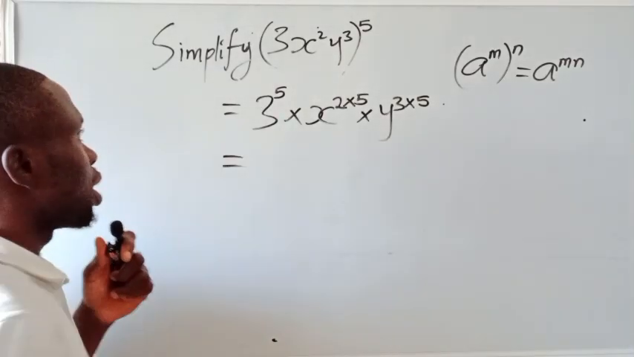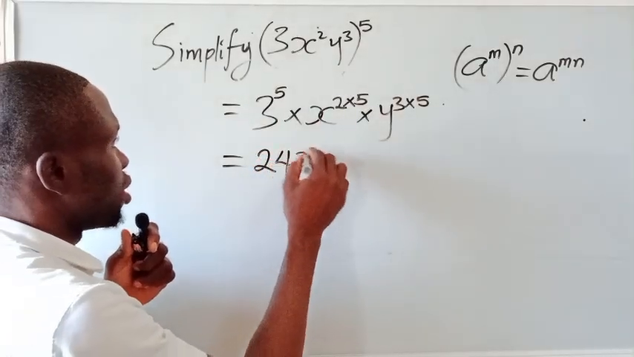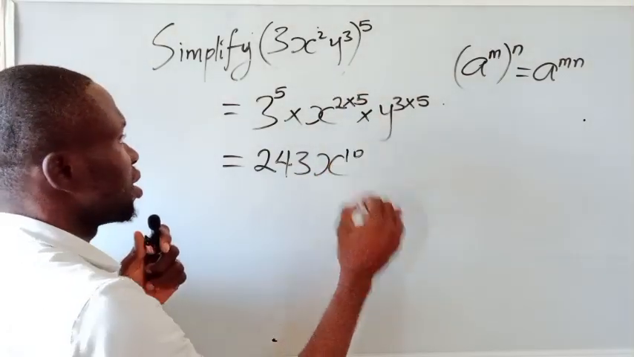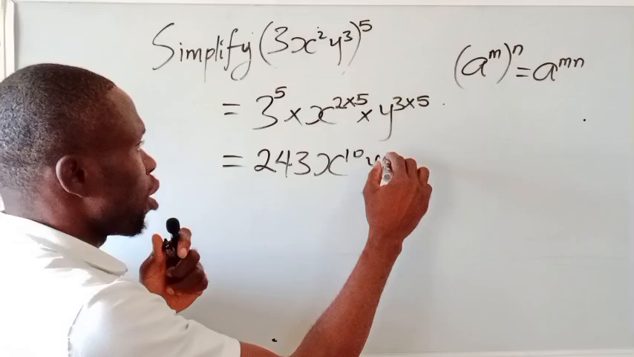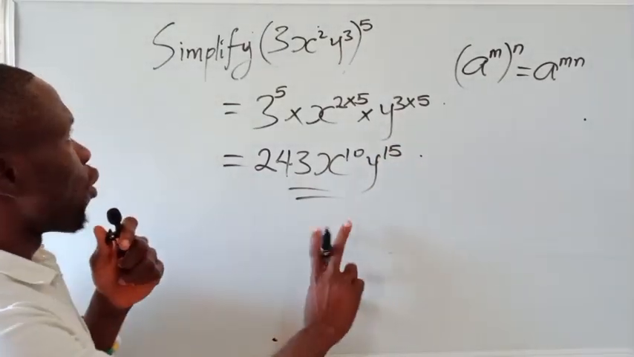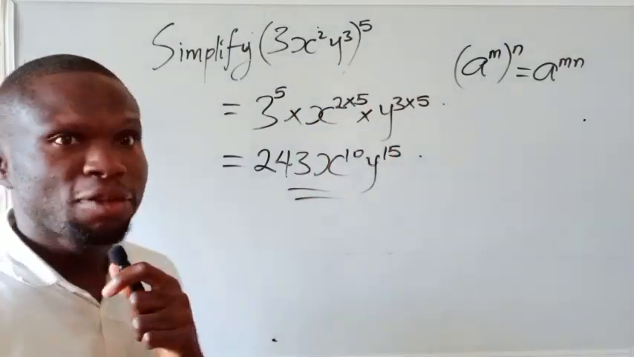So this will finally become 3 raised to the power of 5, which is 243, x raised to the power of 2 times 5, which is 10, y raised to the power of 15. And that is that for the simplification of the question we have here.